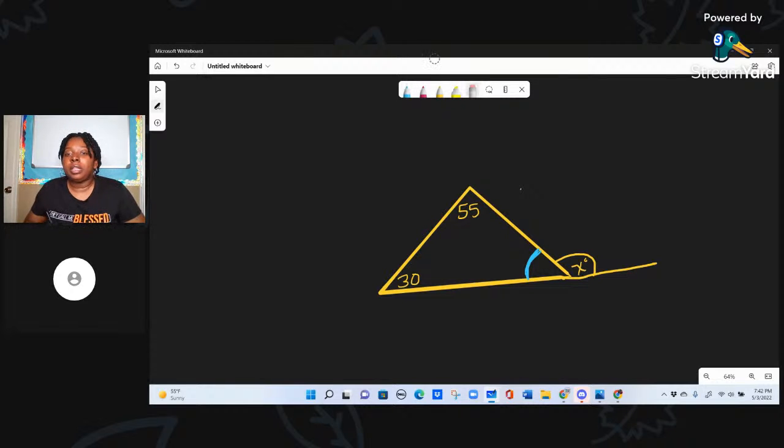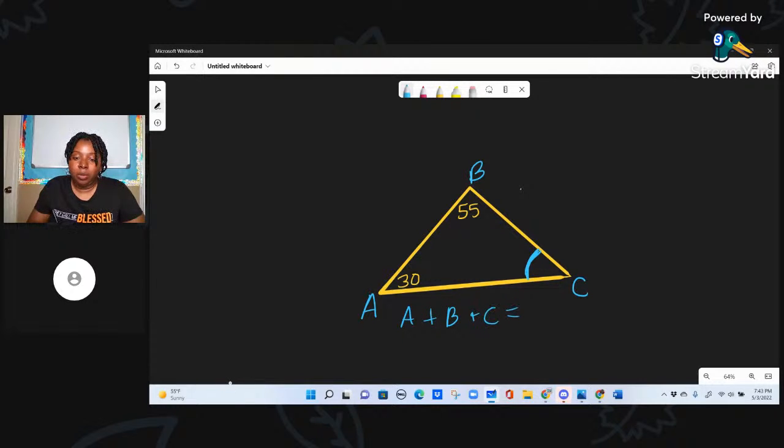So we're going to ignore that part on the outside. Sorry, my mouse is not being nice to me. You told me all three angles have to add up to 180, right? Okay. So we have angle A, angle B, and angle C. So angles A plus B plus C have to equal 180.